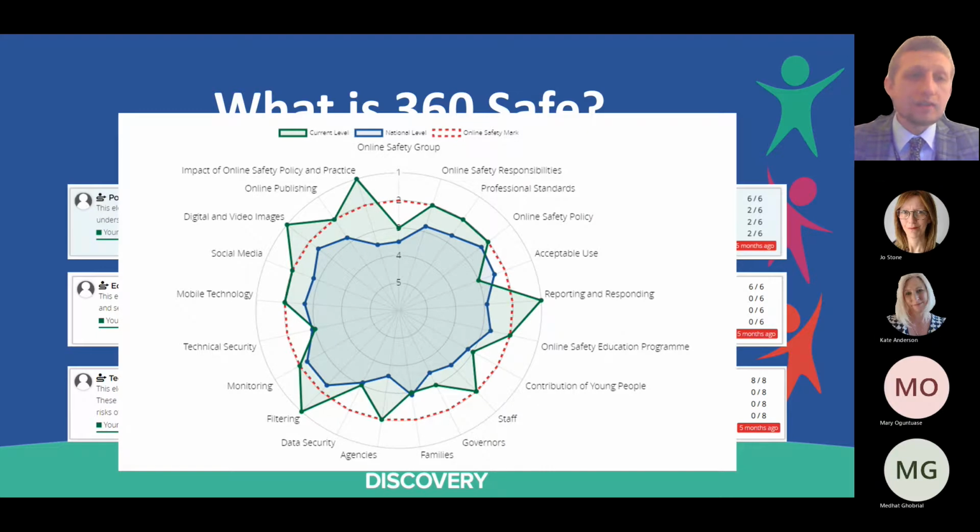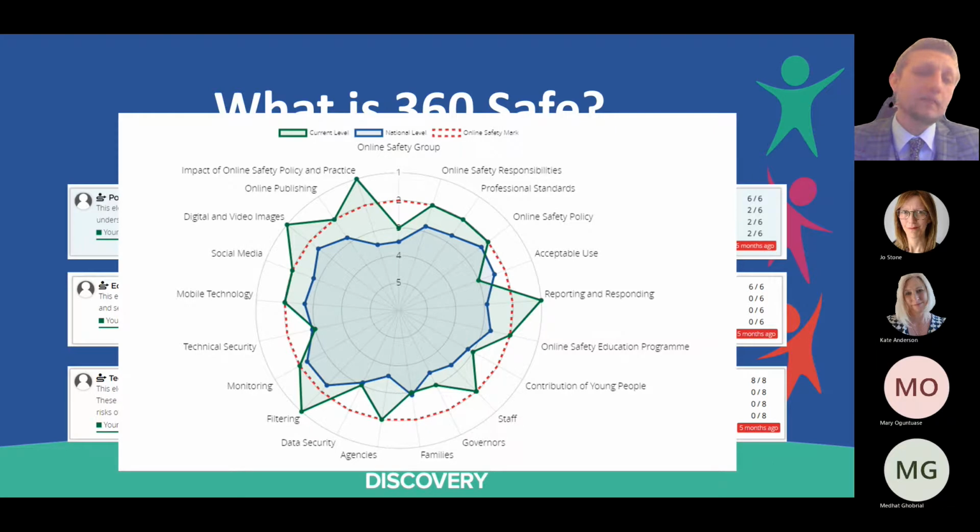So yes, there is a big section on the curriculum and what education you provide for them, but it doesn't just stop there. And as we know with online safety, it is everyone's responsibility. So it looks at what you've got in place for your staff. What are their training needs? What do they need to be able to be confident in dealing with online safety issues?